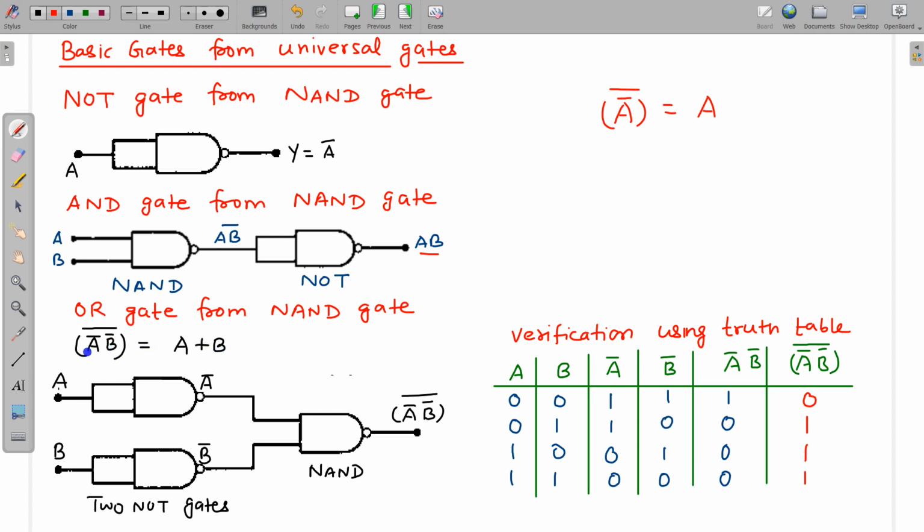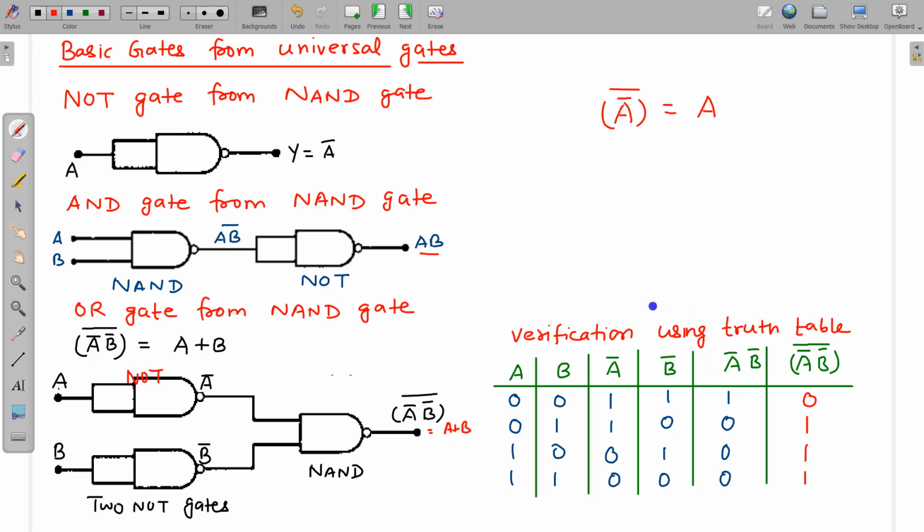So how to make first A bar? A, this is NOT gate, so we will get A bar. B, this is again NOT gate, we will get B bar. Now we have to get the AND of it, A bar and B bar, and we have to apply a bar again. So it is to pass through this NAND gate. So this NAND gate will do A bar and B bar and whole bar. And from this Boolean algebraic relation, this is equal to A plus B.